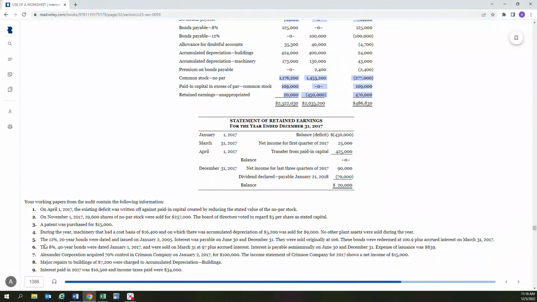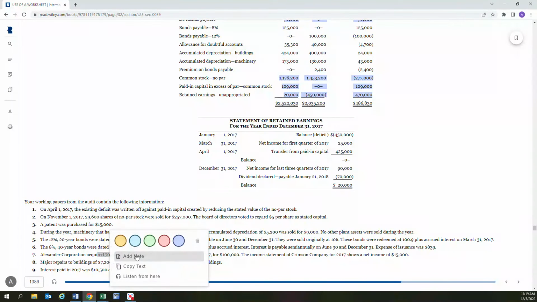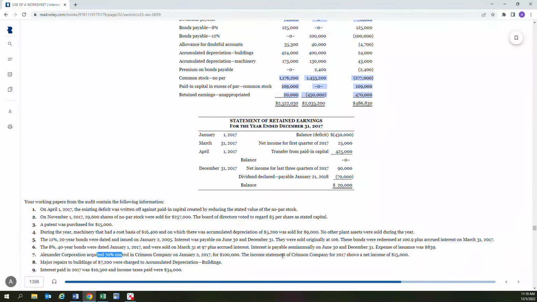7. Alexander Corporation acquired 70% control in Crimson Company on January 2nd for $100,000. Okay, so that's going to be an equity method transaction because it's greater than 25%, right? And we'll have to account for that, the income as such. So when the company that we invested in reports $15,000 of net income, we incorporate 70% of that in our books. So let's go ahead and look at the investment account.